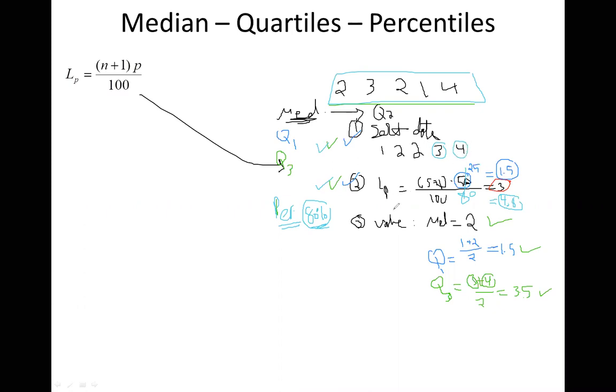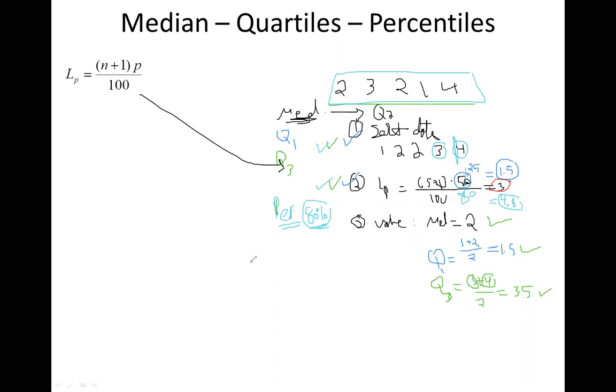So now that percentile will be between value 3 and 4, but indeed it will be very close to value 4. Why? Because it's 4.8. Because it's not 4.5. If it's 4.5, then it's in the middle between 3 and 4. But now it's 4.8, so now it's very close to the value 4.